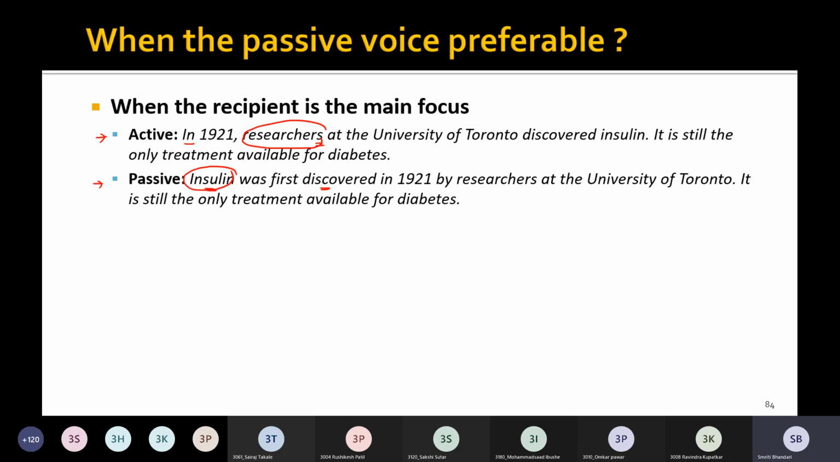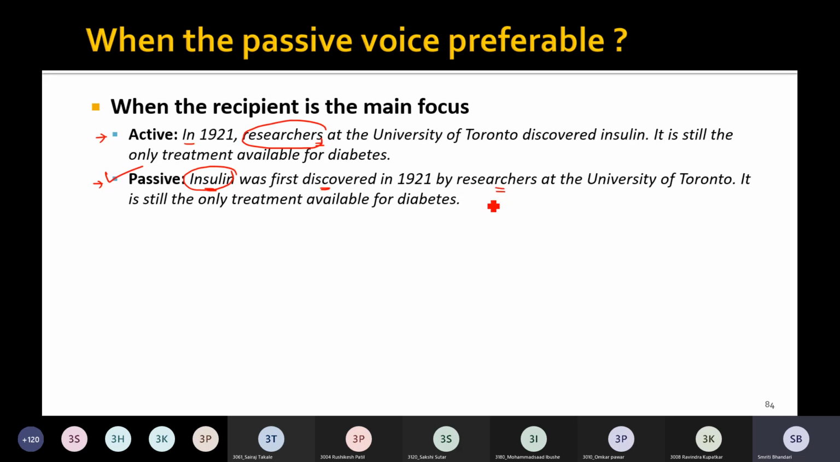What is the main focus here, or what should be the topic of discussion here? The invention. And what is that invention? Insulin. So the main topic of discussion is insulin, and hence this should be focused in the sentence. If we go with passive voice, it emphasizes the insulin and not the researchers. That is why in this context we should prefer to use passive voice, not the active voice, because here the invention is most important rather than who discovered it.